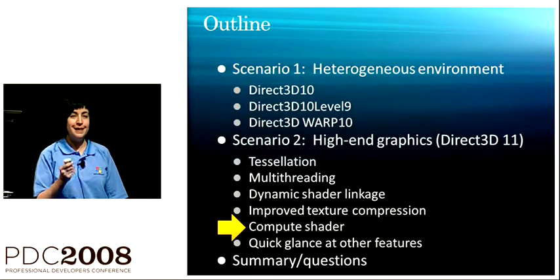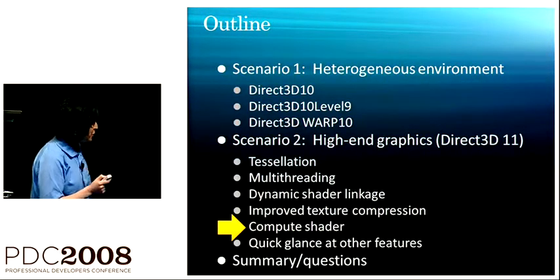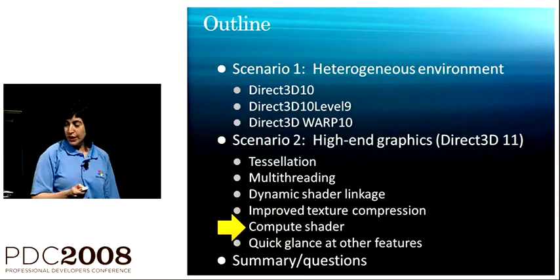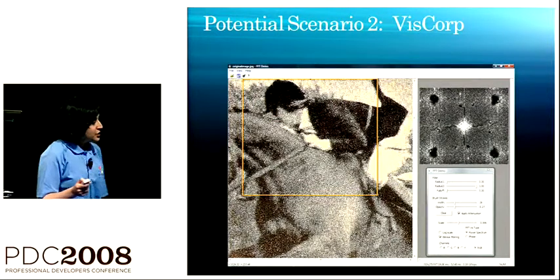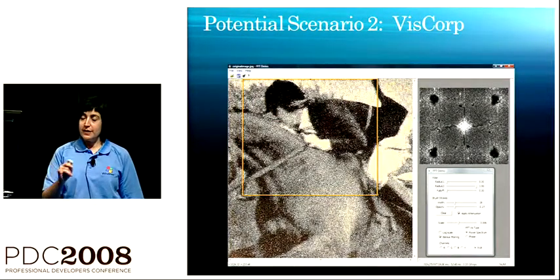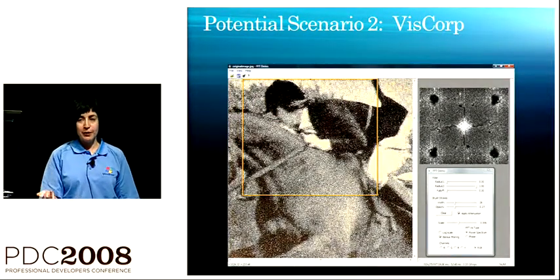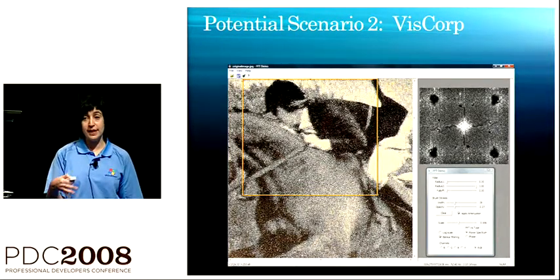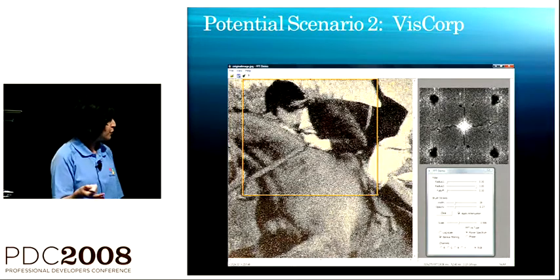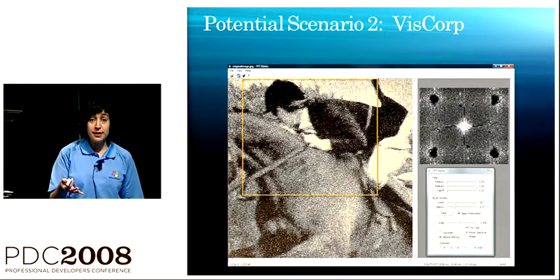All right. Now we're at the portion of the talk that I bet most of you are the most excited about. We're going to talk about the compute shader. To do this, we're going to talk about a slightly different scenario. Now I'm going to talk about VisCorp. VisCorp is not GamerCorp. Maybe what VisCorp does is they have high-end visualization software. They might do a lot of image processing type stuff.